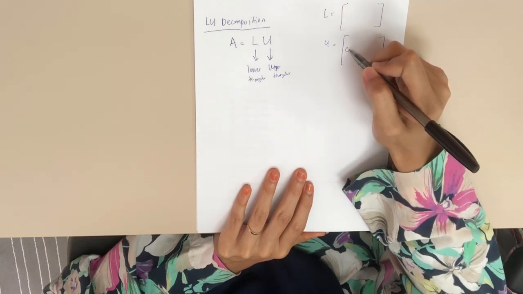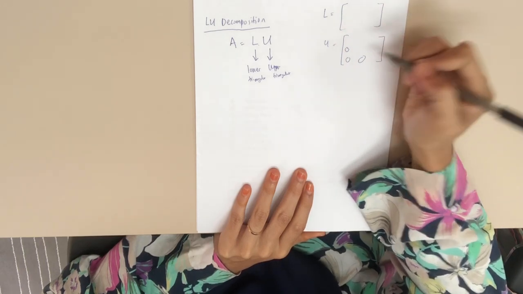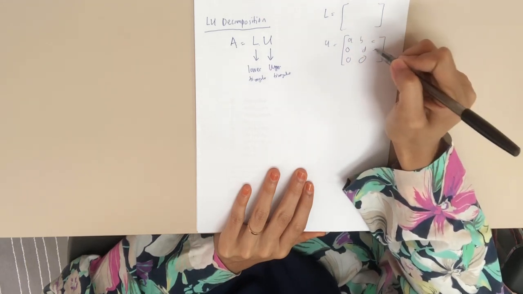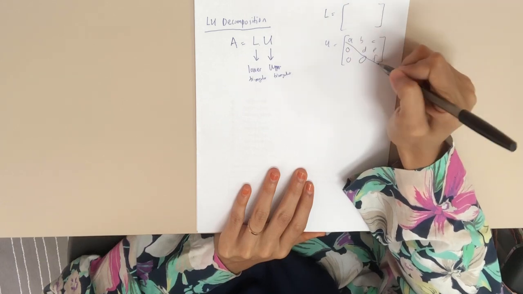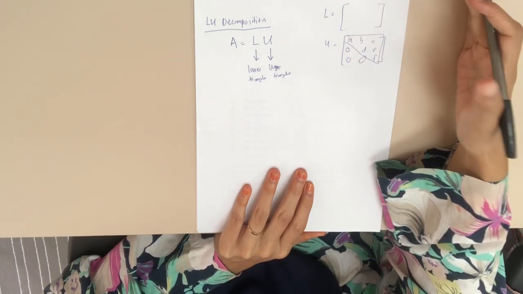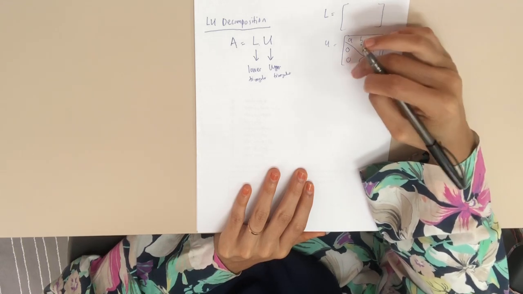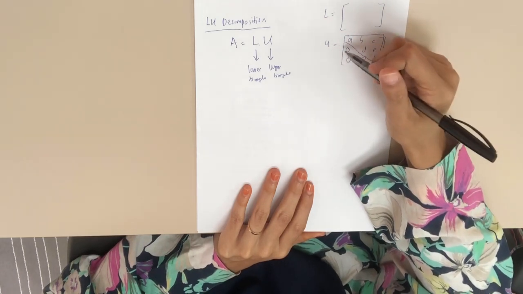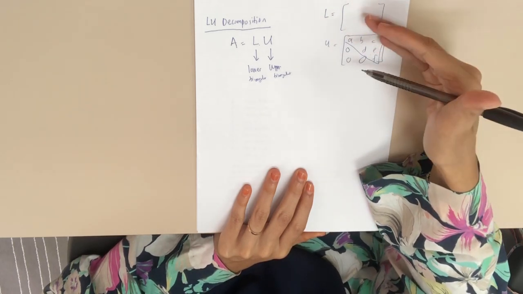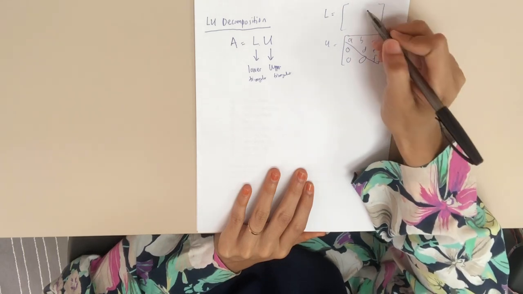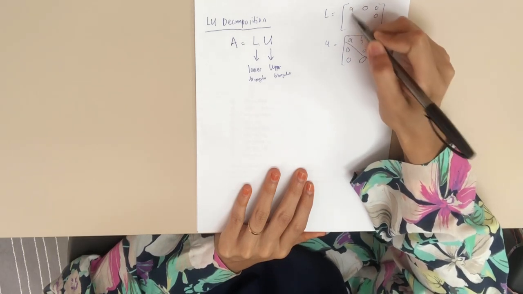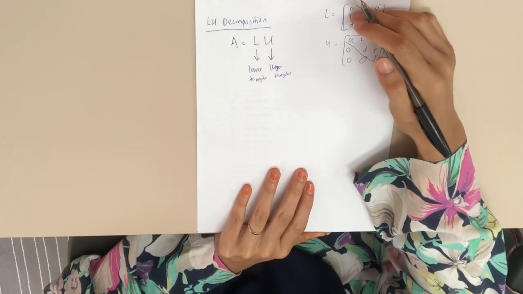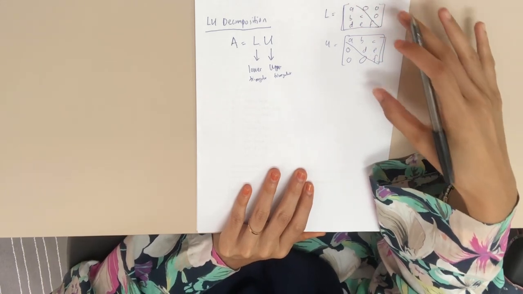Matrix U is an upper triangular matrix, which means that this A, B, C, D, E, F are numbers, and down here all are zeros. For the lower, it's the opposite. If it's upper, the values are at the top. Now if it's lower, the values are at the bottom. So this one will be 0 and these will be values. So this is a lower and also an upper triangular matrix.